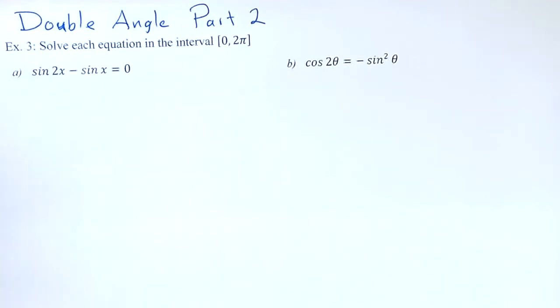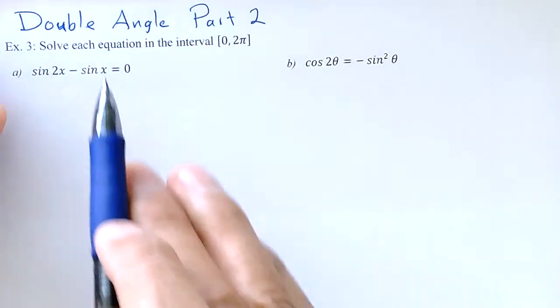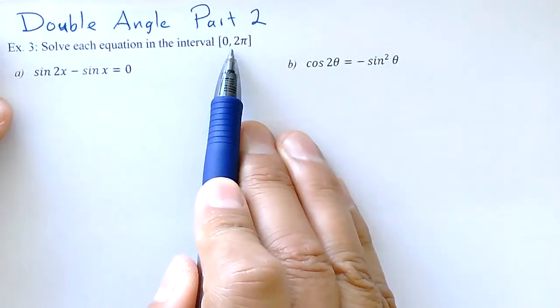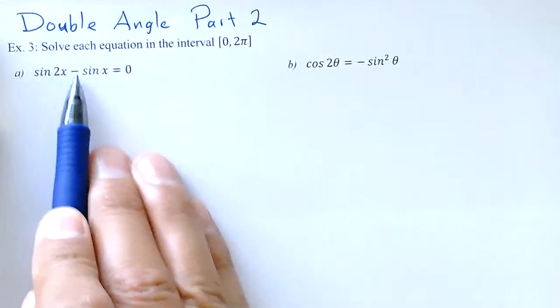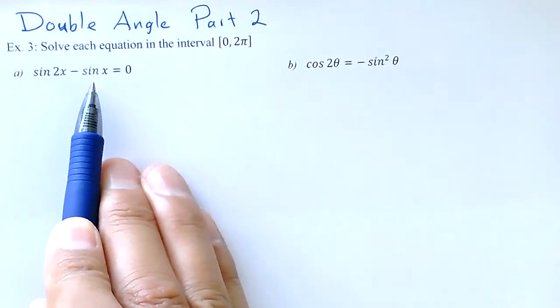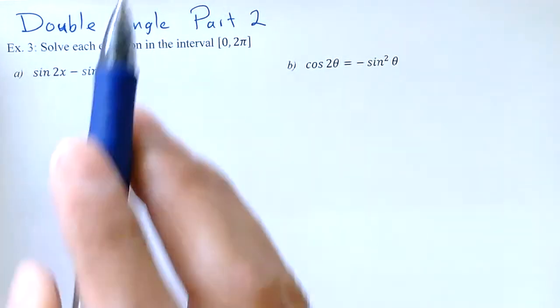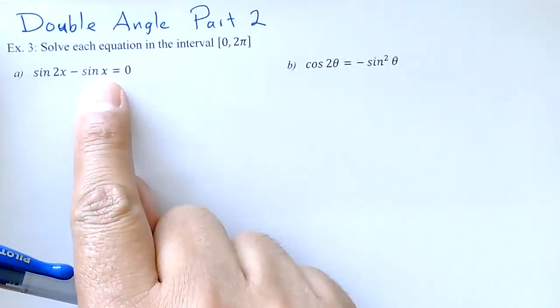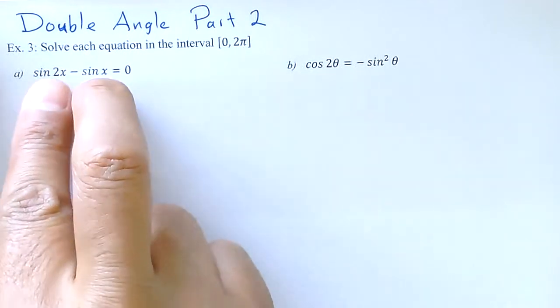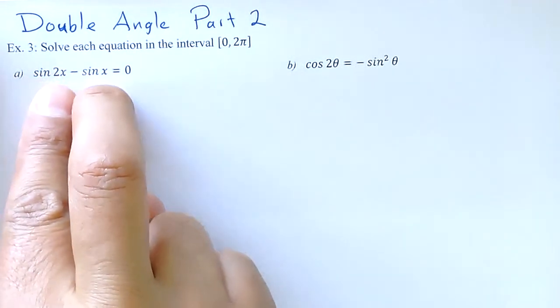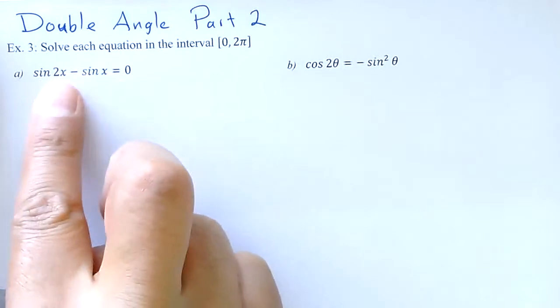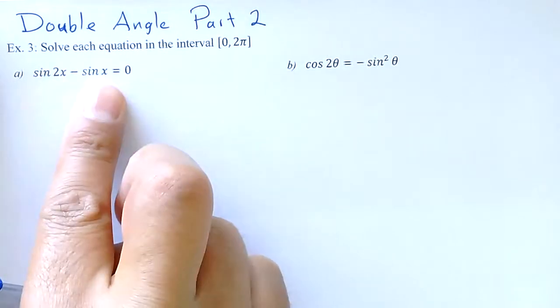Okay, so moving on, part 2 of our double angle section. We're asked to solve the equation in the given interval: sine of 2x minus the sine of x equals 0. One thing we need to point out, that is a single angle and that's a double angle. We cannot solve this equation because we're talking about two different types of functions.